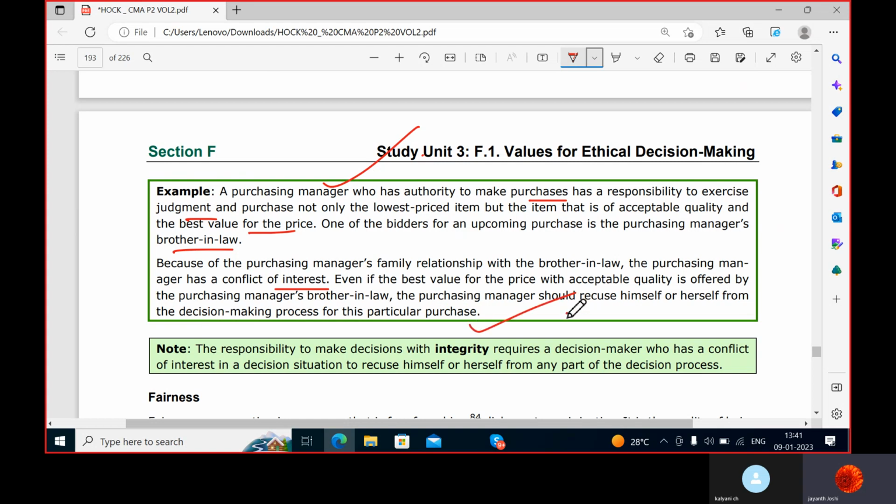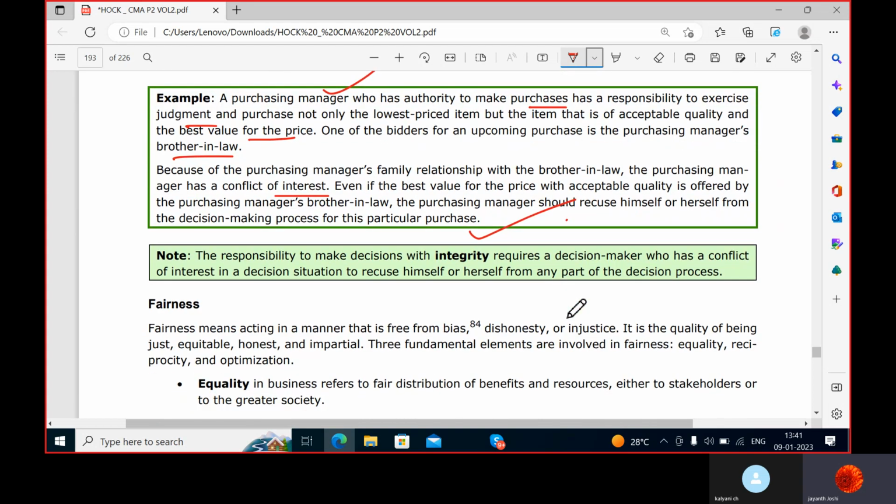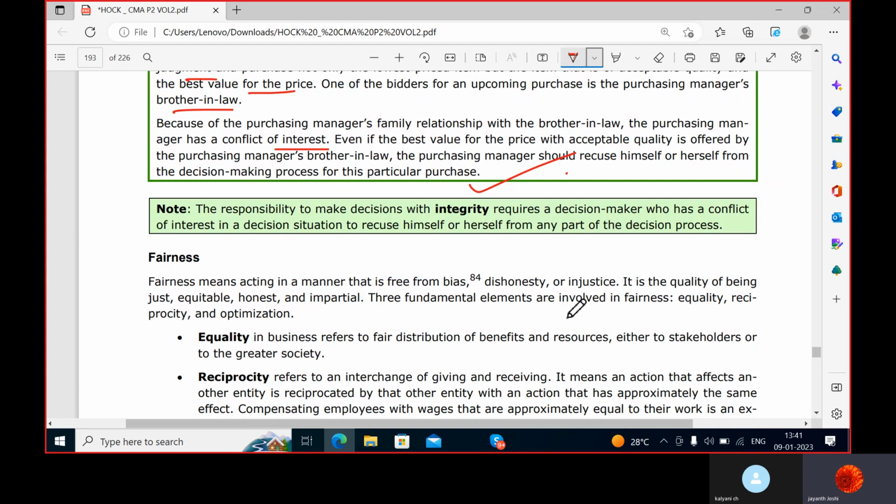Yeah, but as the principles are very clear, conflict of interest is there. In future, things may be in such a way that the brother-in-law can influence the manager by showing the strength of the relationship, okay, that we are strongly related and all this. So he should definitely be away from this and refrain from maintaining any relationship with his brother-in-law in the course of business activities, okay.